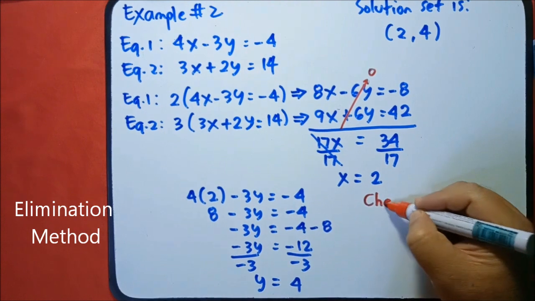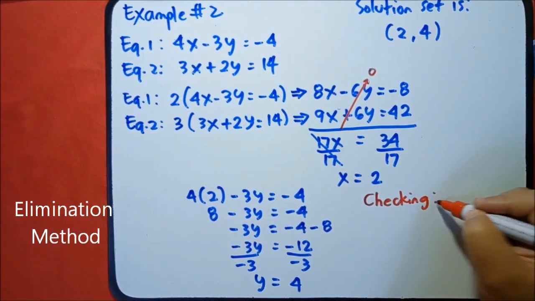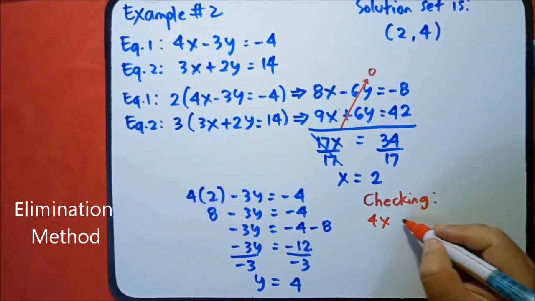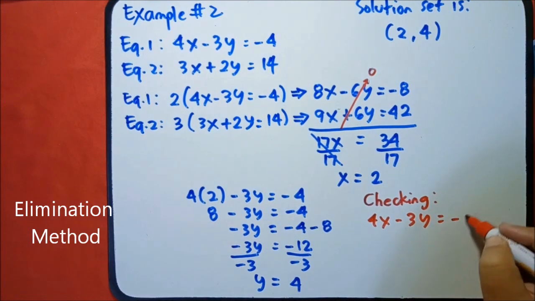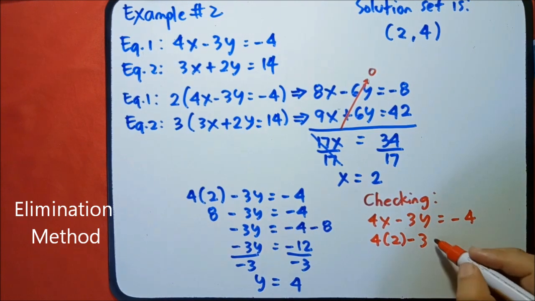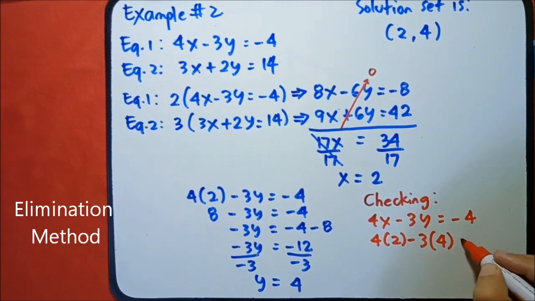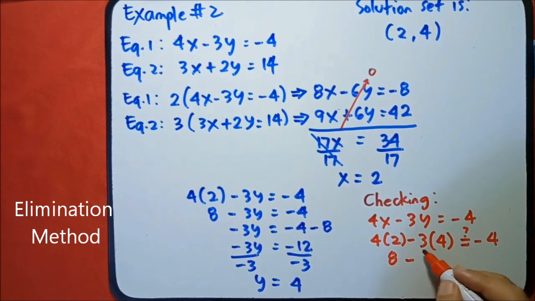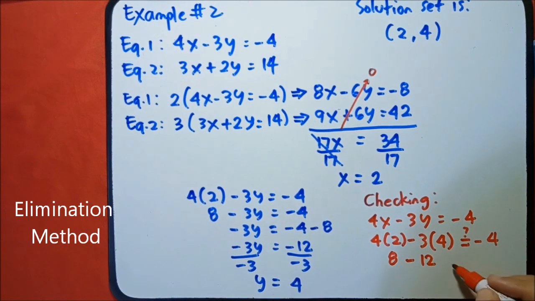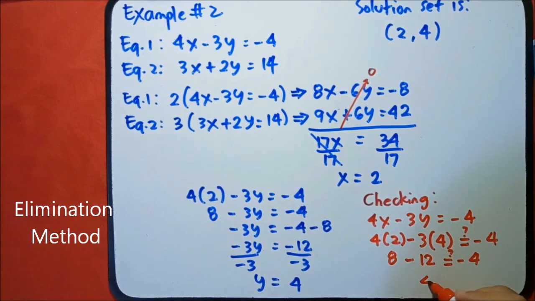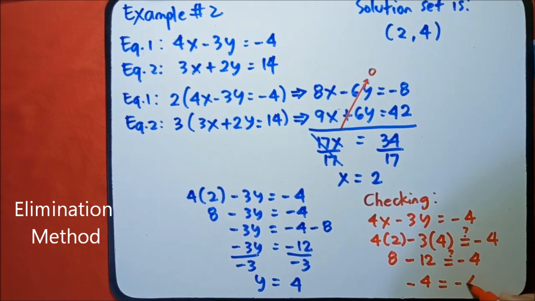Check. Checking. Okay. Take one equation. Equation number 1, dito tayo mag-check. 4x minus 3y is equals to negative 4. What is your x? Your x is 2. Minus 3, what is your y? Your y is 4. Okay, tingnan natin kung magiging negative 4 ang sagot. 4 times 2 is 8. Negative 3 times 4 is negative 12. Is this equal to negative 4? Tingnan natin. Hindi pareho ang sign, bawas. Copy the sign of the greater number. 12 minus 8 is 4. Negative is also the same as negative 4. So, tama.